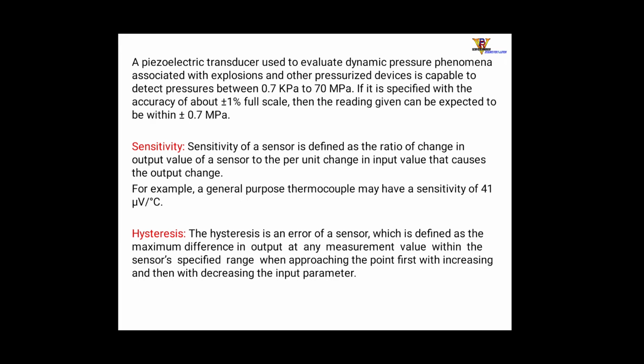So we can clear it through this example. For example, a general purpose thermocouple may have a sensitivity of 41 microvolt per degree Celsius. Means here, if you change the temperature by 1 degree Celsius, you get a deflection of 41 microvolt in your device. So sensitivity is defined as the ratio of change of output to change in input.